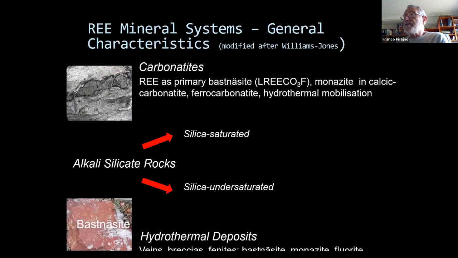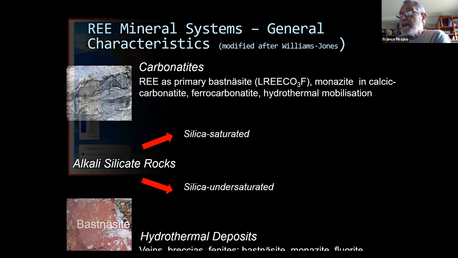So, the rare earth mineral system and general characteristics. They occur in carbonatites, as rare earths occur as primary bastnaesite, monazite, calcium ferrocarbonatite, hydrothermal alteration, and so on. And of course, in alkaline silicate rocks, both silica saturated and silica undersaturated. And in some hydrothermal deposits like veins, breccias, fenites, and so on, you may have rare earth minerals as well.